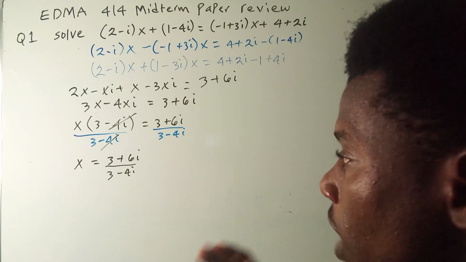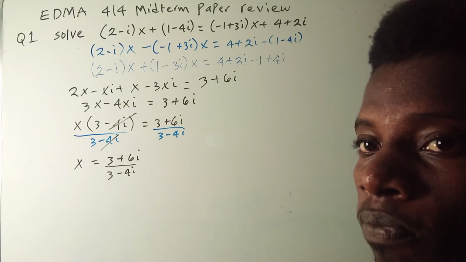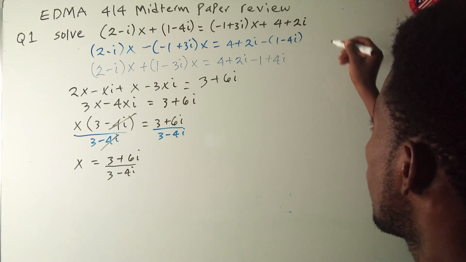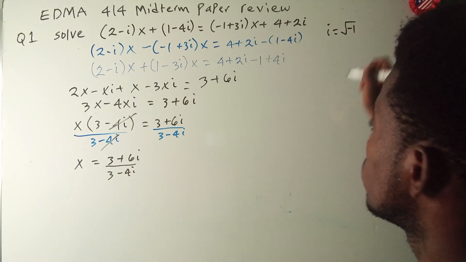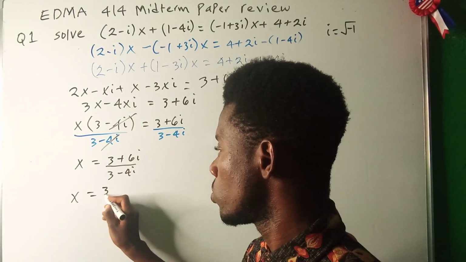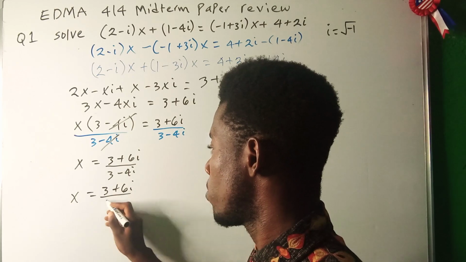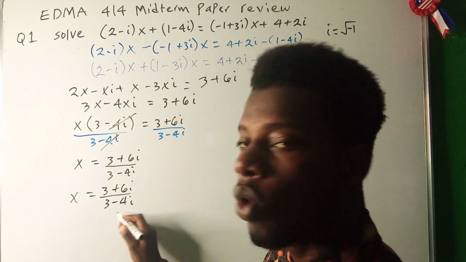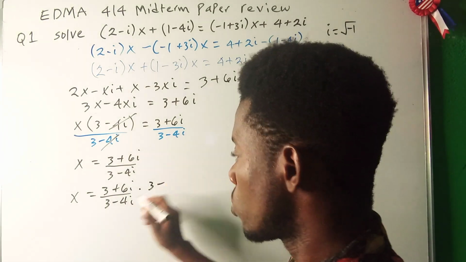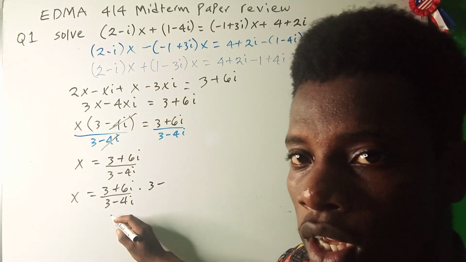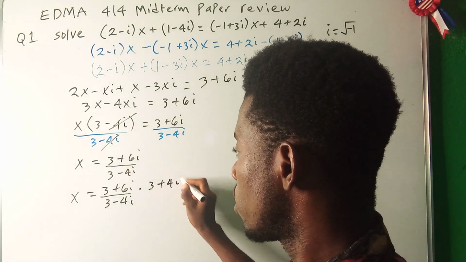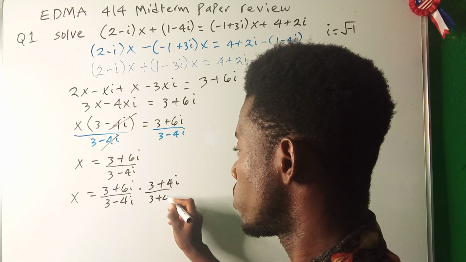But that's not all. We have to rationalize the denominator to have an expression whose denominator is free from i. Remember, i is equal to the square root of negative 1. So we find the conjugate of the denominator. We have 3 plus 6i, all divided by 3 minus 4i. The denominator is 3 minus 4i, and its conjugate is 3 plus 4i. So multiply this out by 3 plus 4i, and divide by 3 plus 4i.